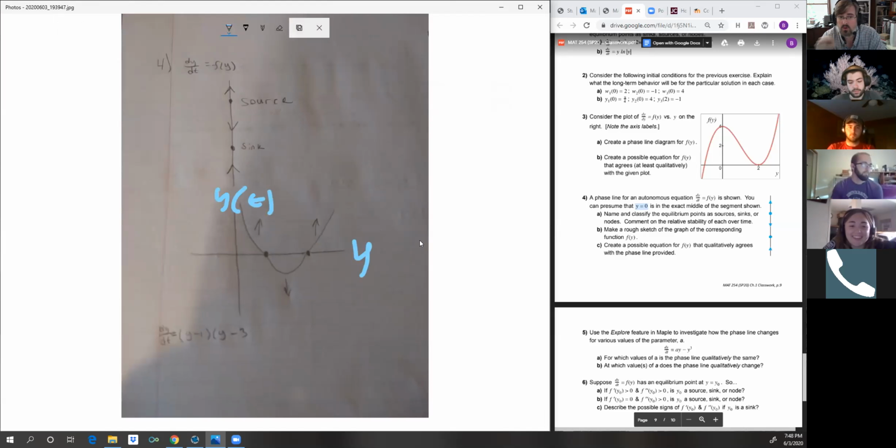So I agree with you. Horizontally, it would be y, but in the other direction, it would be f of y. The vertical direction would be f of y. You said this one's f of y? Okay, yeah, that makes sense.